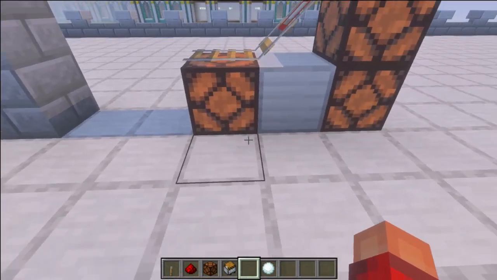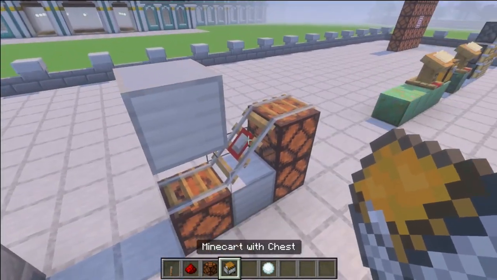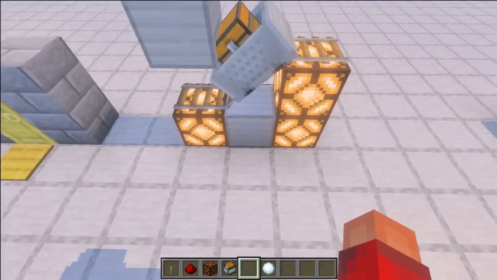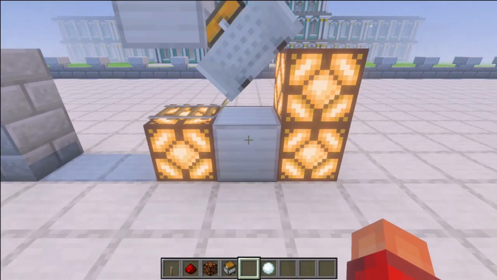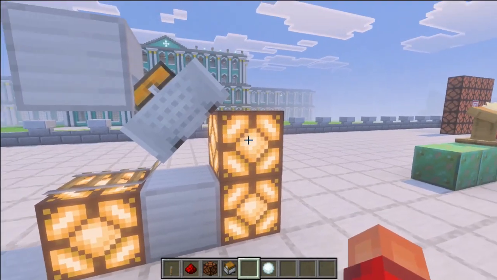When a detector rail is angled, then the effect is the same as when flat. It applies strong power to the block below it. The block at the top of the slope is getting powered, but with weak power.